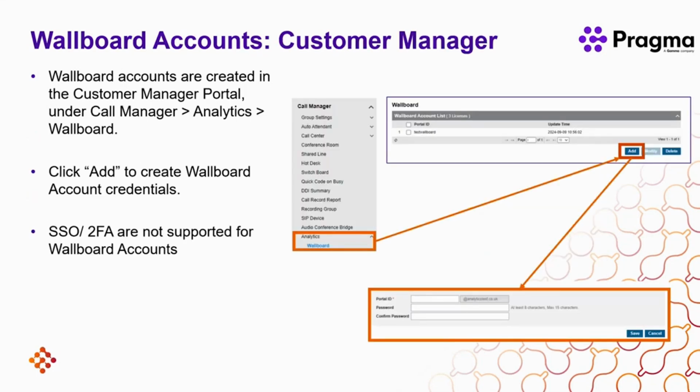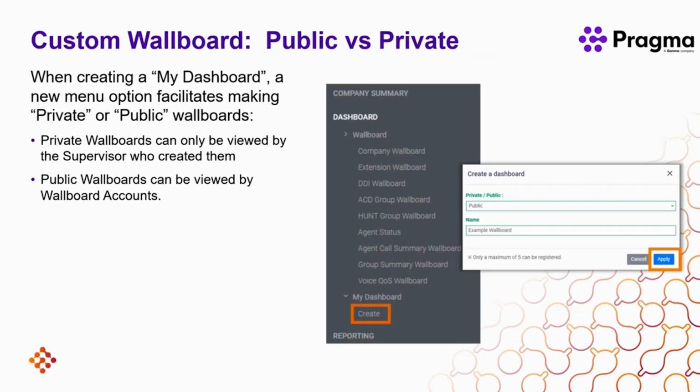These are set up in the customer manager portal. So once you've ordered the license via the OMS reseller portal, there's now an analytics and then wallboard menu in the call manager section within the customer manager portal. And all you do is go in here, click add, and it's as simple as making an ID and password that you then use to log in to the wallboard account.